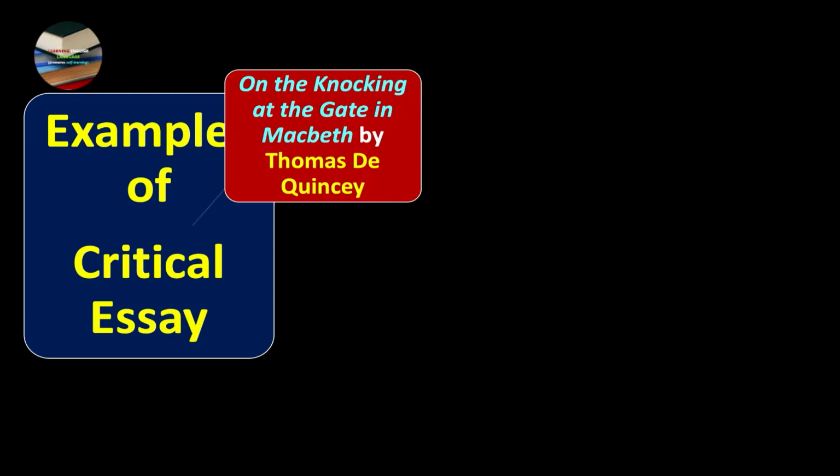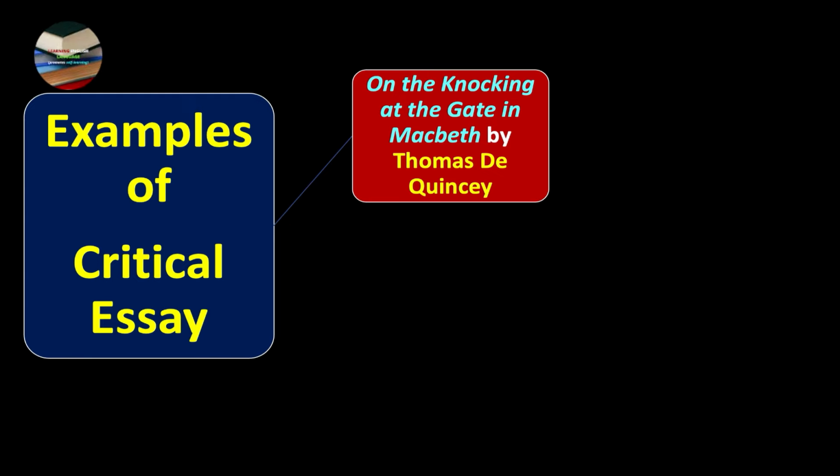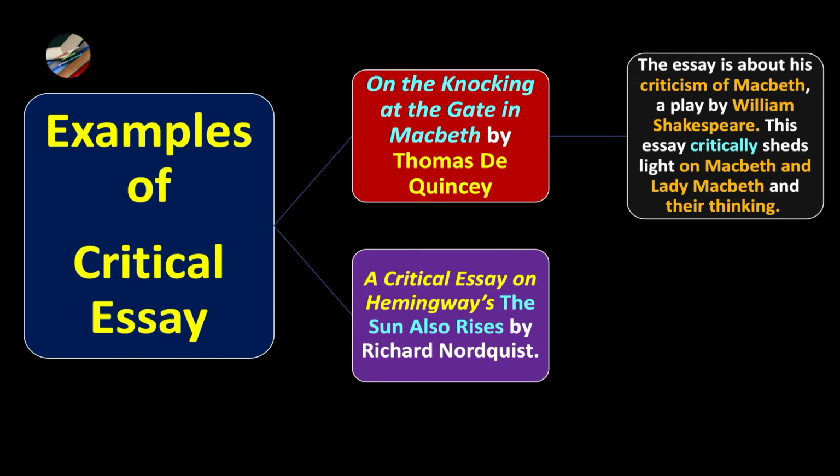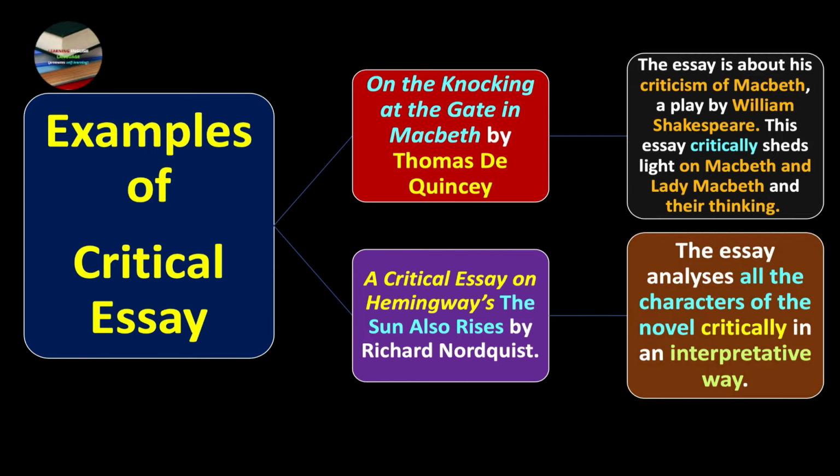We continue our discussion. That is examples of critical essay. Let's see. On the Knocking at the Gate in Macbeth by Thomas De Quincey is one of the best examples of critical essay. This essay is about his criticism of Macbeth, a play by William Shakespeare. This essay critically sheds light on Macbeth and Lady Macbeth and their thinking. We have another example, a critical essay on Hemingway's The Sun Also Rises by Richard Nordquist. And what is this all about? The essay analyzes all the characters of the novel critically in an interpretative way.